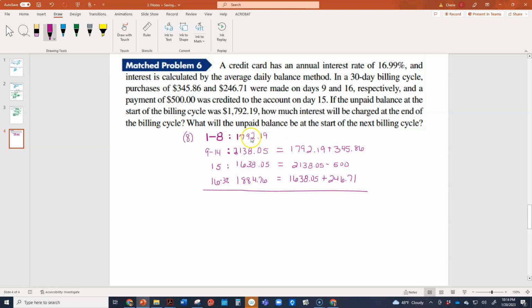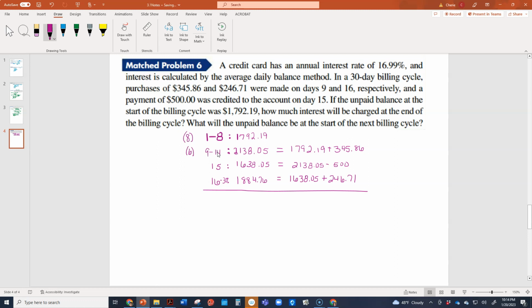Then what happened on day nine? On day nine, I made a purchase of $345.86. So I have to add that $345.86 to the balance I had. Now I have a new balance, and that balance stays $2,138.05 for day 9, day 10, day 11, day 12, day 13, day 14. How many days is that? I believe that was 6 days. So for 6 days, it stayed that.